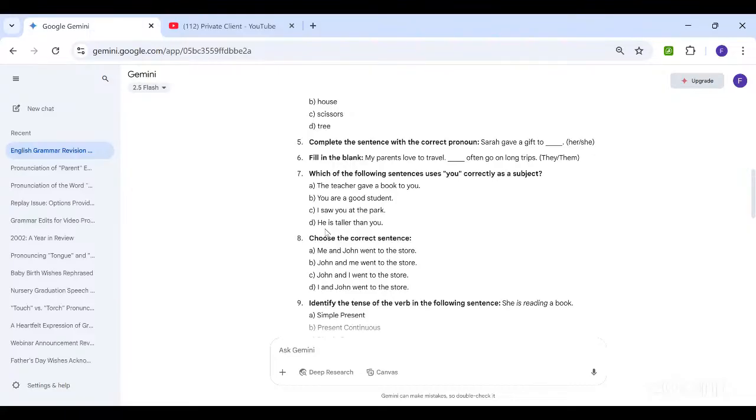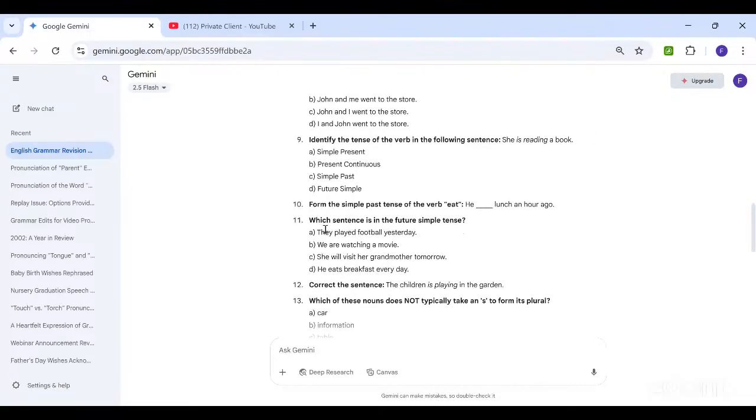So number 9, identify the tense of the verb in the following sentences. She is reading a book. So the verb in this sentence, what tense is it? Is it in the simple present tense? Is it in the present continuous tense? Is it in the simple past tense or in the future simple tense? Simple present. The verb there is, and it's in the simple present.